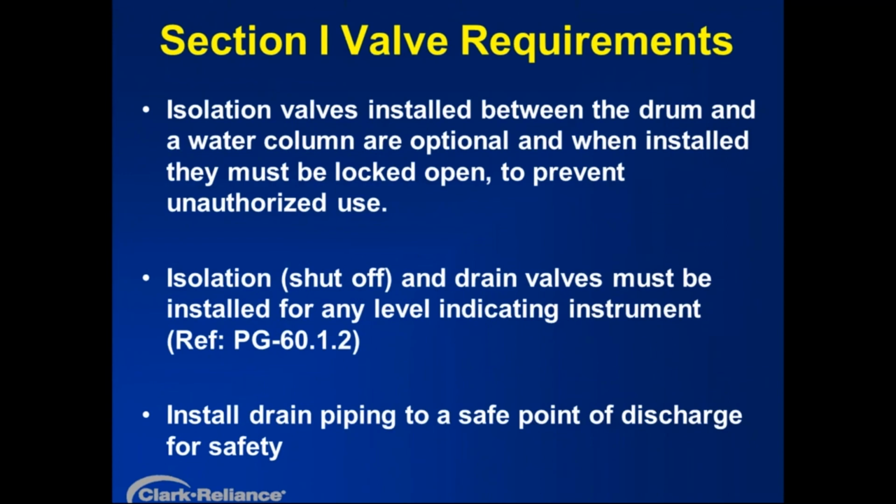Some other section 1 requirements for valves: any level indicating instrument must have isolation and drain valves. And if you choose to have valves between a water column and the boiler, in that location, they're optional. But off of a water column, which typically supports a gauge glass, every remote level indicator must have a set of isolation valves. But back on water columns, and we were looking at some illustrations earlier of the drum and a water column and then the level instrument, the valves between a water column and the boiler are optional.